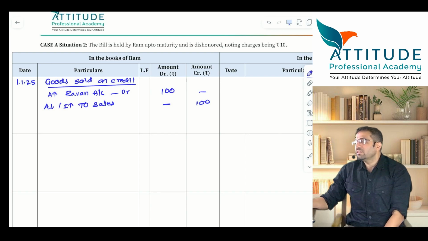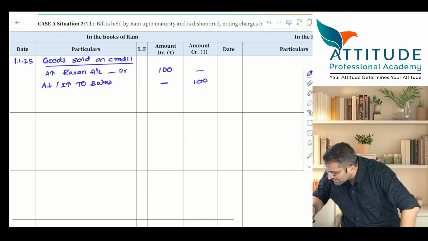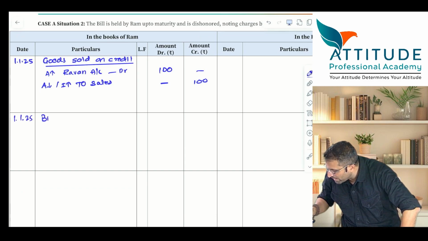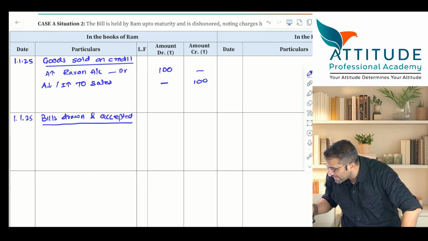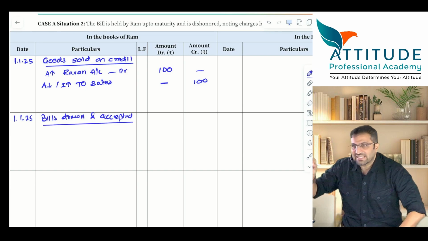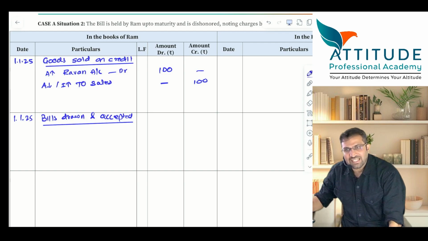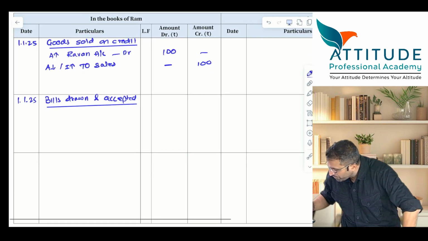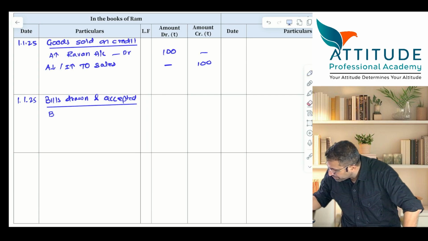All of you understood? First entry is simple. Tell me the second entry. On the same day, bill is drawn and accepted. Tell me. Bills drawn and accepted. Who is drawing the bill? Ram. Very good. Who is accepting? Ravan is accepting. Accepting means he has to sign. Tell me the entry. Very good. Asset increase, right?